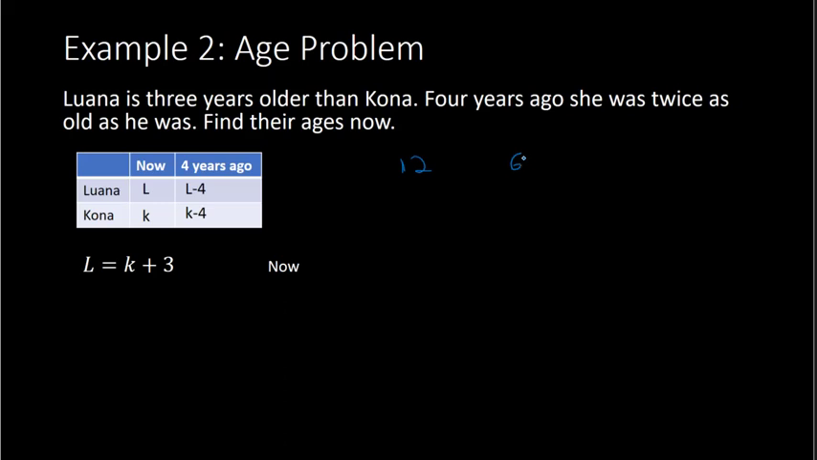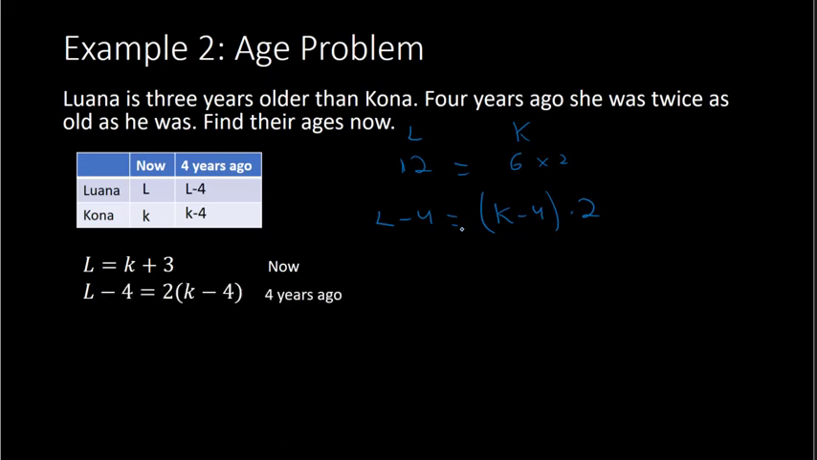Alright, if she's twice as old, that means we have to take Kona's age, so this is Kona, and multiply by 2 to make them equal, right? So same idea. We take Luana's age, which is L minus 4, equals Kona's age, we don't know, but it's K minus 4. We multiply by 2 to make it equal. Alright, so that is my equation for the second one. So L minus 4 equals 2 times K minus 4.